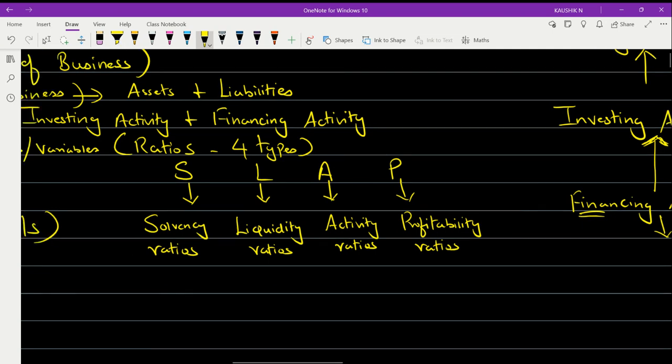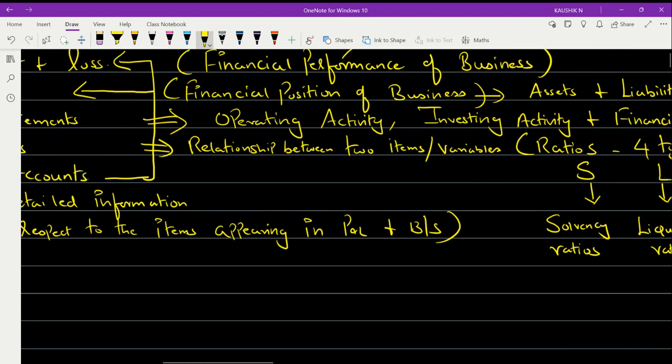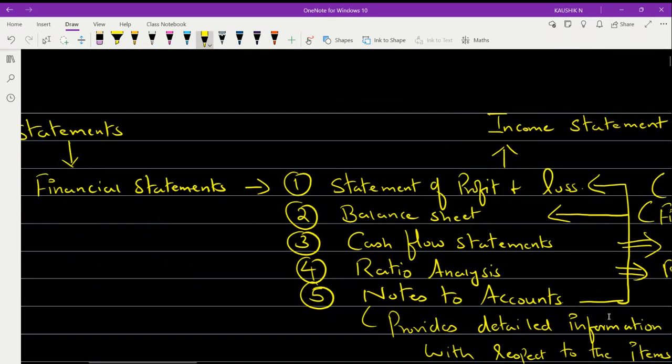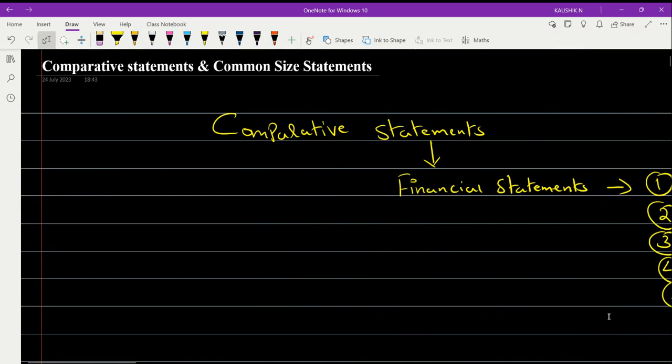Okay, so just to sum up, actually we have started with a new topic called comparative statement and common size statement. Basically, in this we'll be learning two important financial statements.